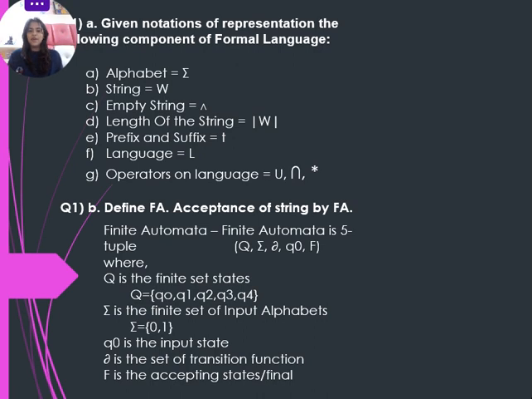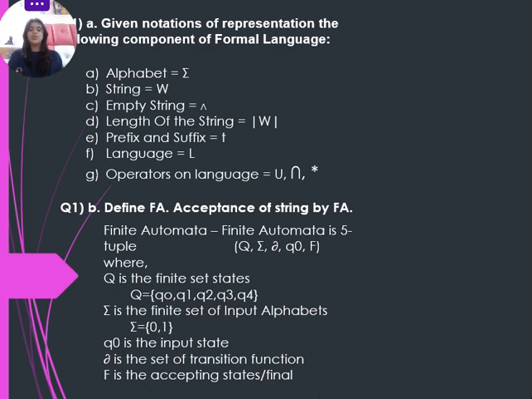The next one is prefix and suffix. Prefix and suffix are denoted by small t. The next one is language. So the language is denoted by capital L. The next one is operators on language. The operators on language are represented by union, intersection, concatenation, etc. So that's all for this question. Now we will move forward to the next question.